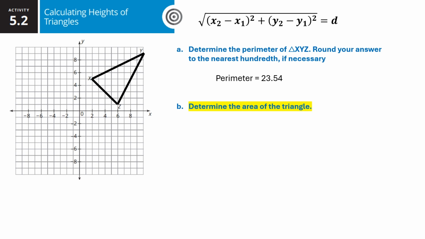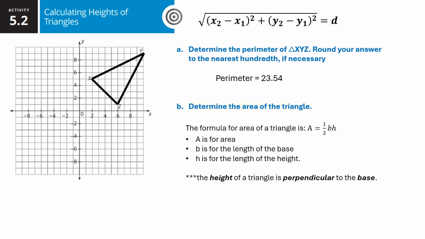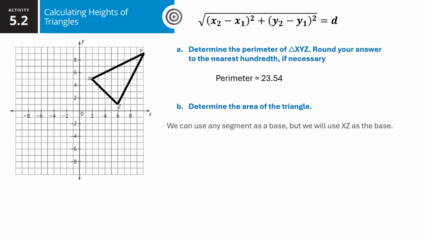The next part of the problem asks to find the area of the triangle. While there are at least 3 ways to find the area of this triangle, this video will focus on one way. To find the area of the triangle, we need to know the formula: area is 1/2 base times height. To find the area we need to find the length of a segment and the length of a segment perpendicular to the base that extends to the top of the triangle. For this problem, segment XZ will be used as the base.